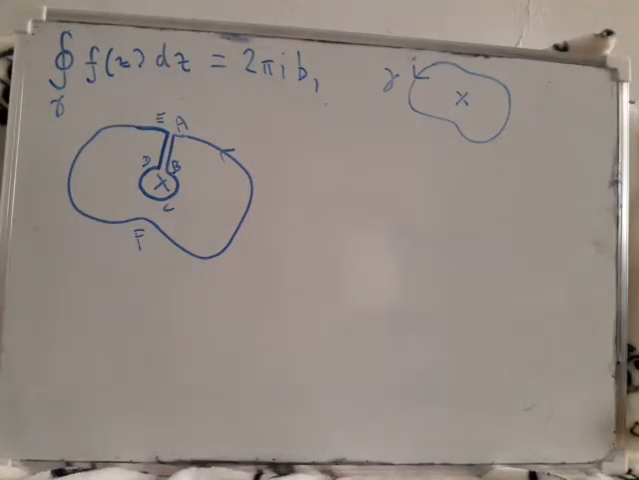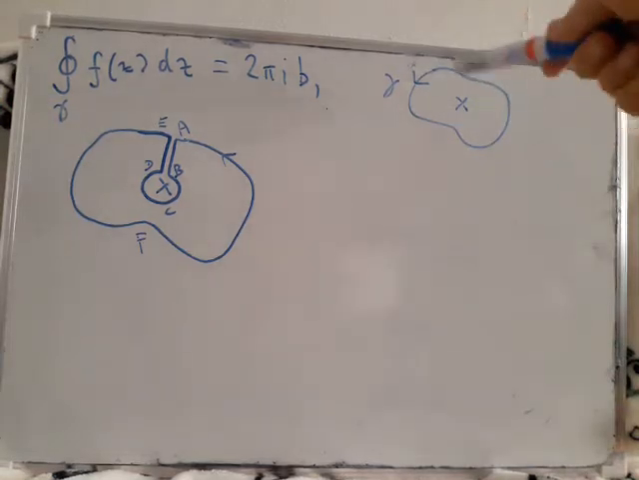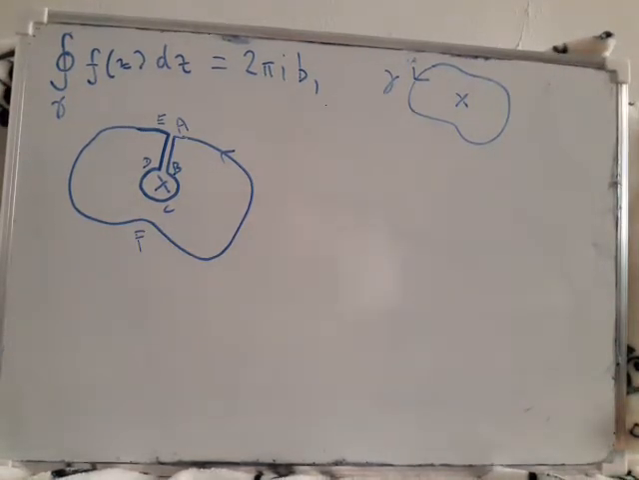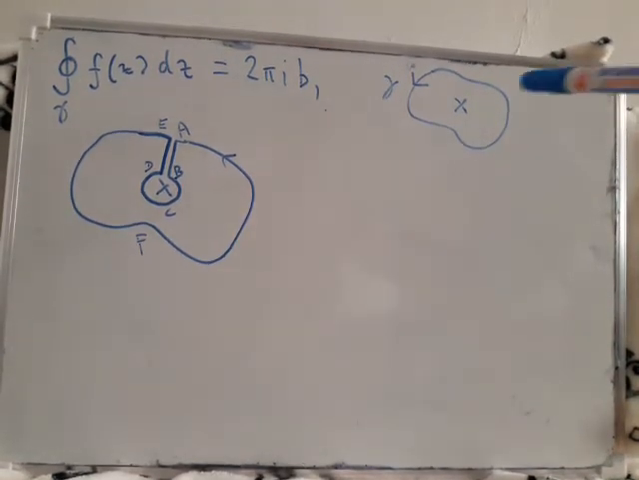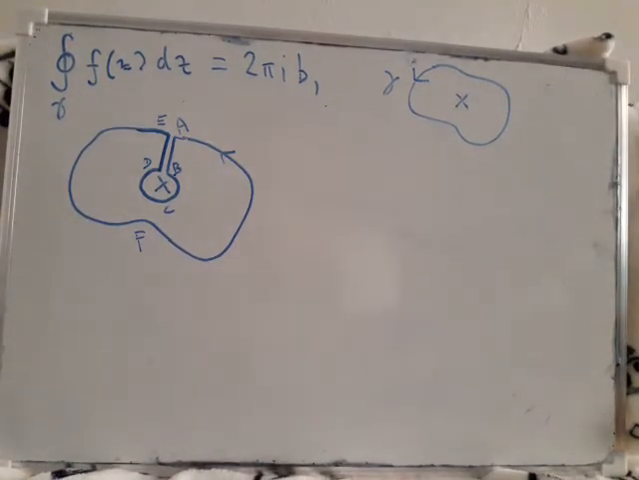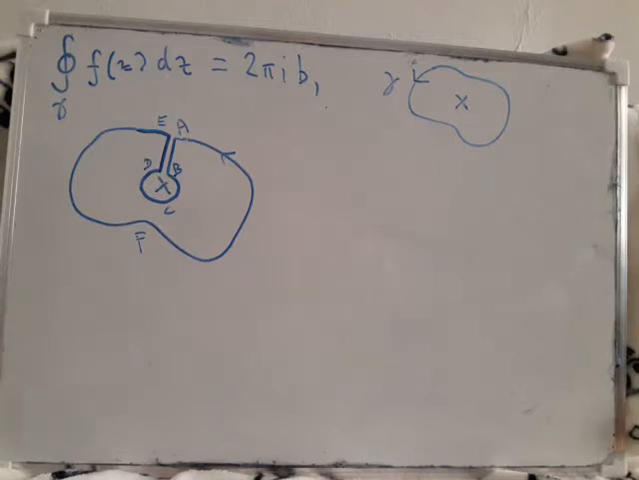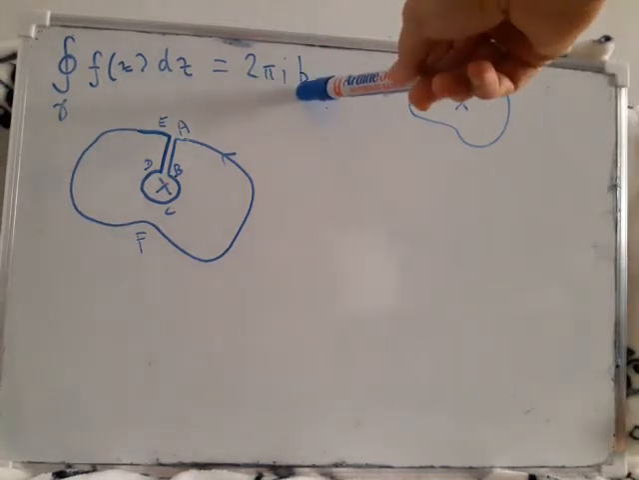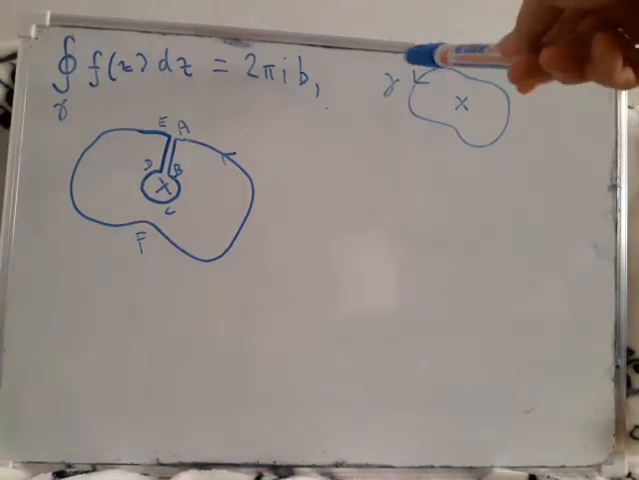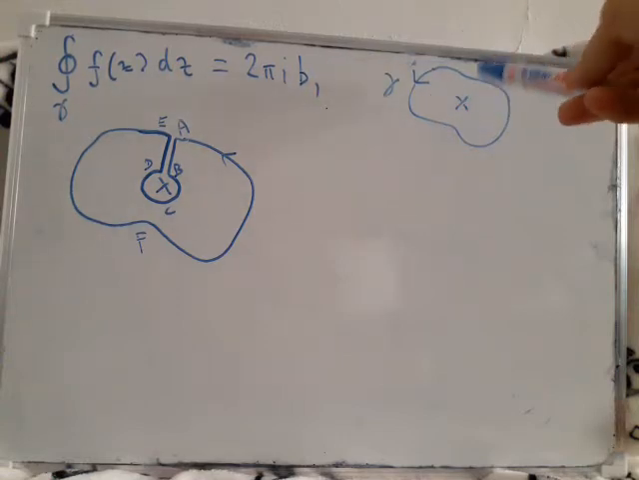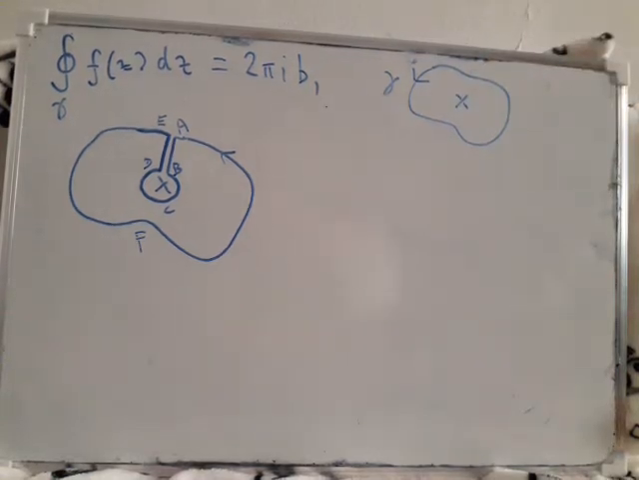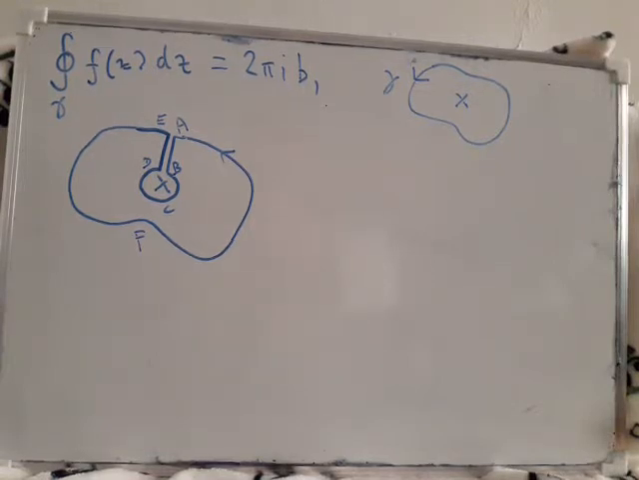So we're now going to look at what happens when you integrate a function around a simple closed curve, gamma, when inside that curve there's just one singularity. And it turns out that the answer is always 2 pi i times b1, where b1 is that term in the Laurent series for that function and that singular point. So we're going to use Cauchy's theorem to help us do that.